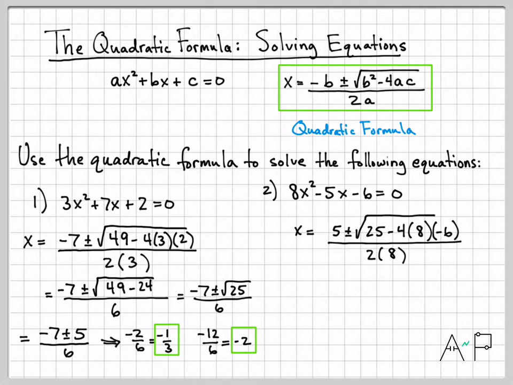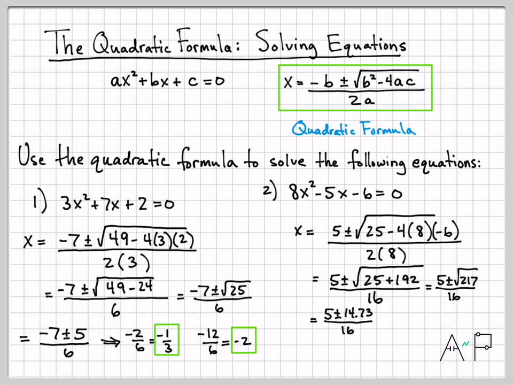All right, so now it's just time to simplify this a little bit. So 5 plus or minus the square root of 25 minus, let's see, 4 times 8 is 32 times a negative 6. That's going to make this positive, so it's going to be 25 plus 4 times 8 times 6 is 192. And then 2 times 8 on the denominator is 16. So I get down to here. 25 plus 192 is 217.